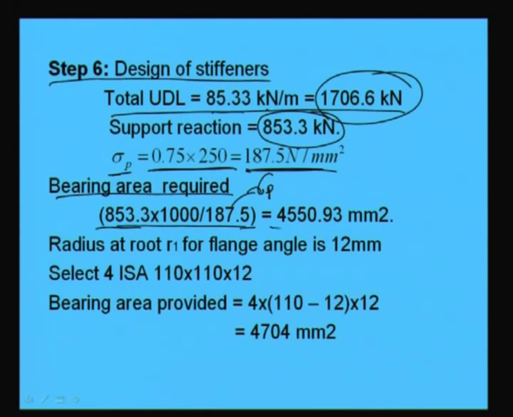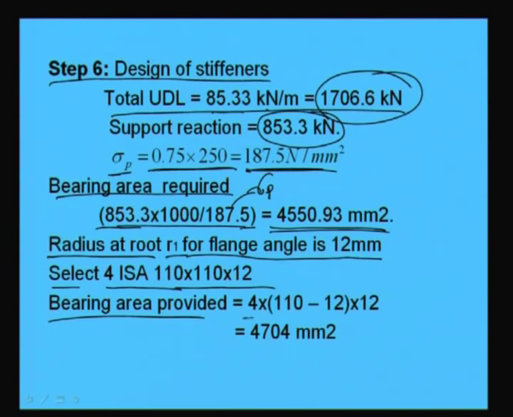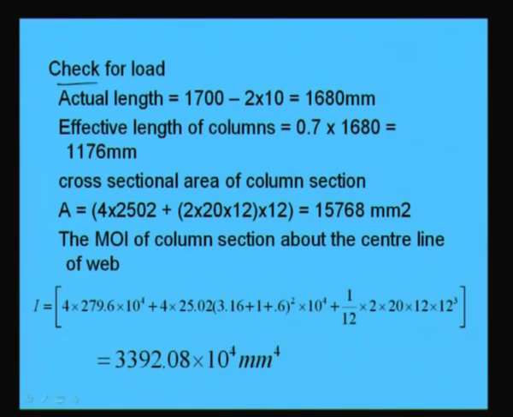So, from this bearing area we can find out that it is 4550.93 millimeter square, and if we consider radius at root R1 for flange angle as 12 mm, then select 4 ISA of 110 by 110 by 12. Then the bearing area is 4 into (110 minus 12) into 12, that is 4704 millimeter square. Now, we have to check for load.